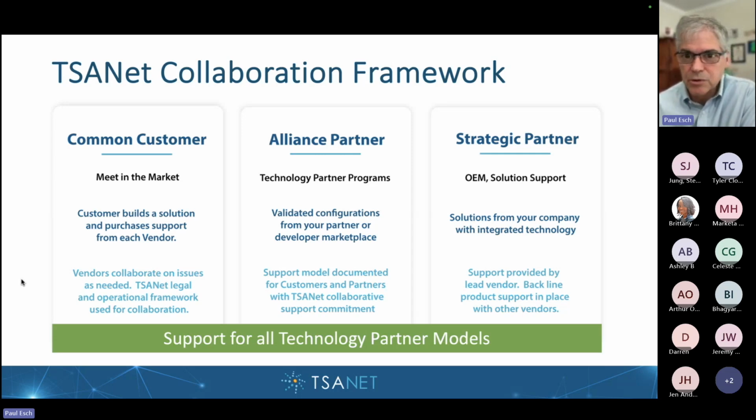So I think that's really what we're trying to emphasize this year. A lot of members maybe viewed TSANet as, hey, this is our exception process and we use this for the common customer. But if it's alliance partner or strategic partner, here's the different thing that we do. And we really see some benefit of putting it all under the same umbrella and providing that efficiency and clarity to your support engineers.